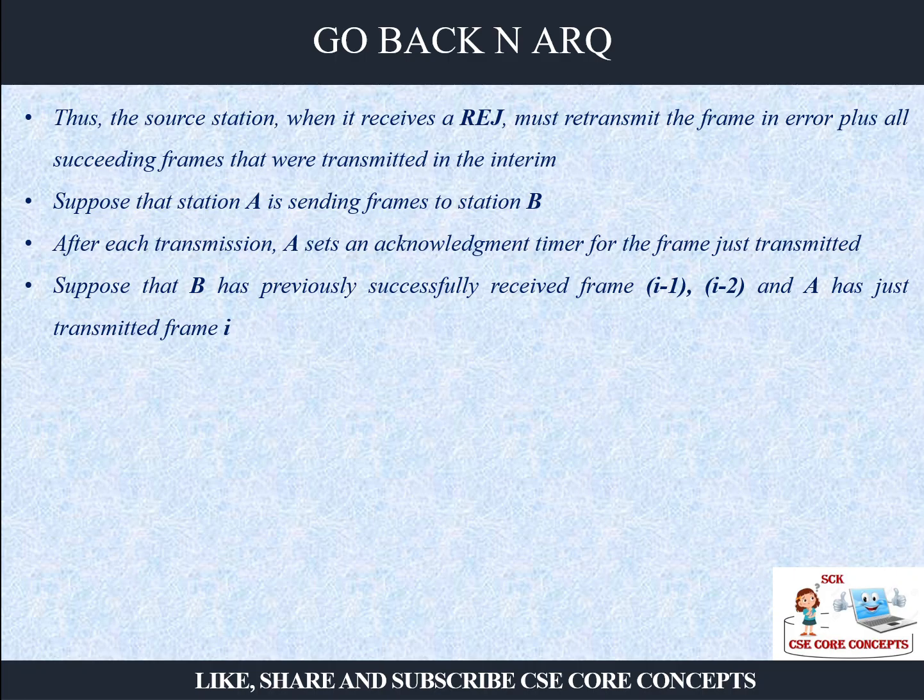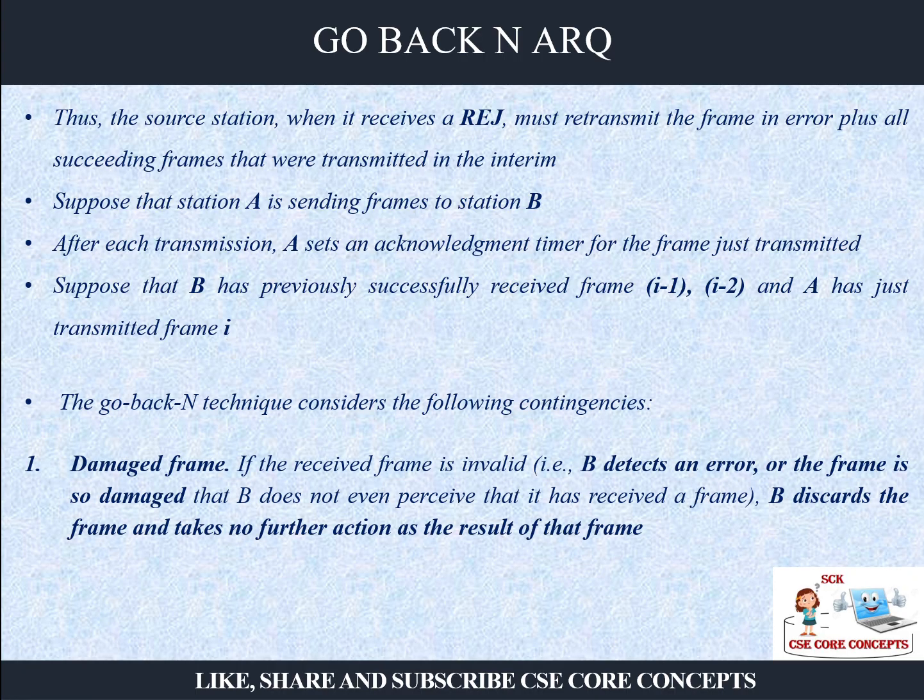Now B has previously successfully received, let's say, frame I minus 1, I minus 2, and just now it transmitted frame I. Let's say I is 3. So the receiver has already received frames number 1 and 2, and just now it has transmitted 3. Now in Go Back N ARQ, we will consider the following errors. First is the damaged frame.